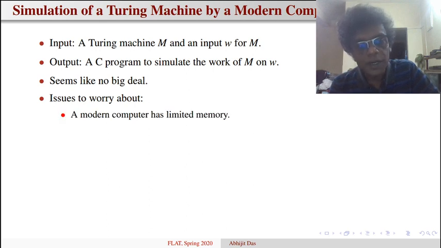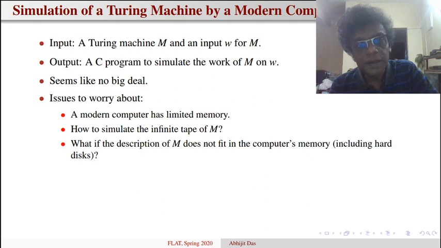First, a modern computer, like your laptop or desktop computer, has only a limited amount of memory. It may be a huge amount of memory if you include hard disks and all that stuff, maybe terabytes, even petabytes. But this is still a fixed amount of memory. But a Turing machine M, on the other hand, is gifted with an infinite tape. So it has an infinite amount of memory. So how can we simulate an infinite amount of memory in a limited space? This is definitely an issue we have to solve.